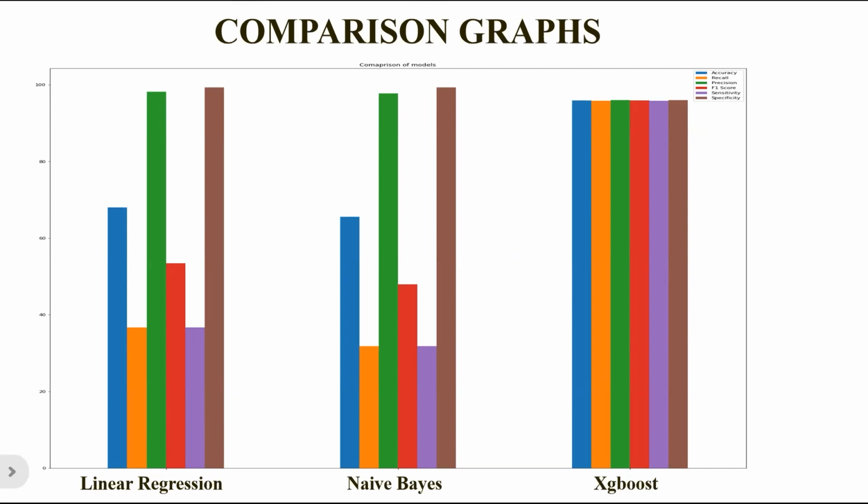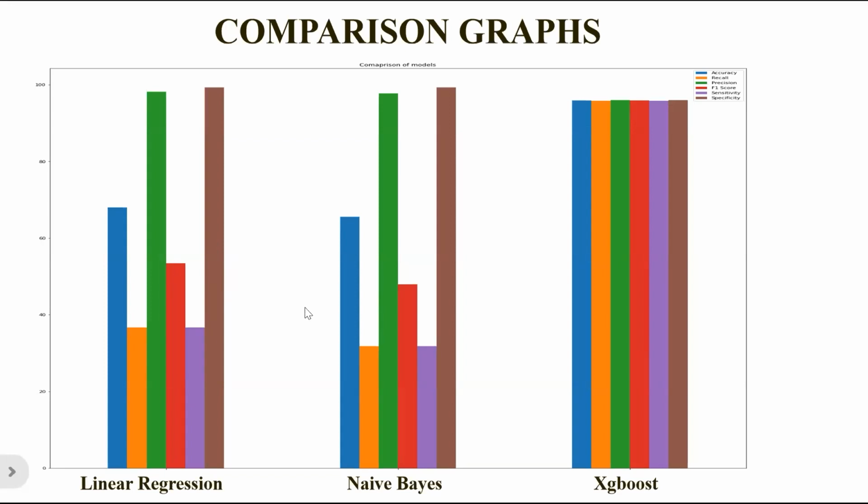Here on the x-axis, we have the algorithm name, and on the y-axis, we have the evaluation metric score. Here, the blue color represents accuracy, orange color represents recall, green color represents precision, red color represents F1 score, purple color represents sensitivity, and brown color represents specificity.